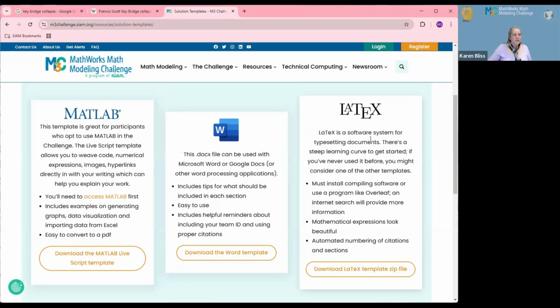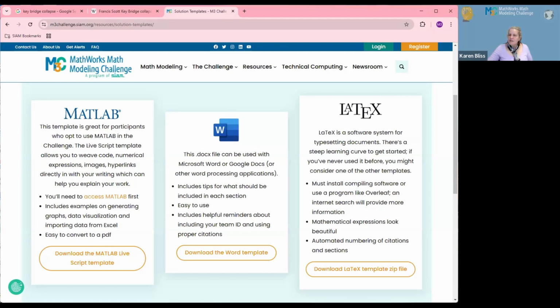And then we have noticed teams using LaTeX. If you know what LaTeX is, and you've had some training in LaTeX, there's a template for you. If you've never used LaTeX, I do not recommend picking it up in the middle of the challenge and trying to use it for the first time. As a practicing mathematician, when I was doing research, LaTeX was the software of my choice for typesetting. It produces beautiful mathematical equations, but there's a pretty steep learning curve. So I wouldn't recommend using that one if you've never used it before. I would go with the Word template.